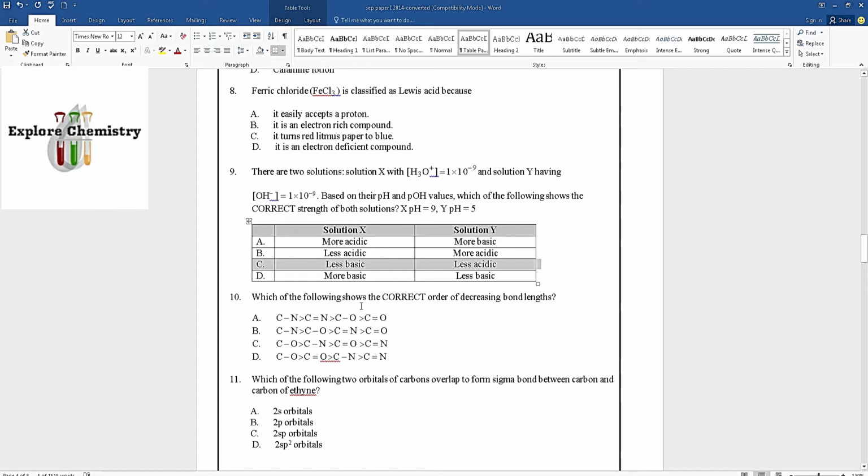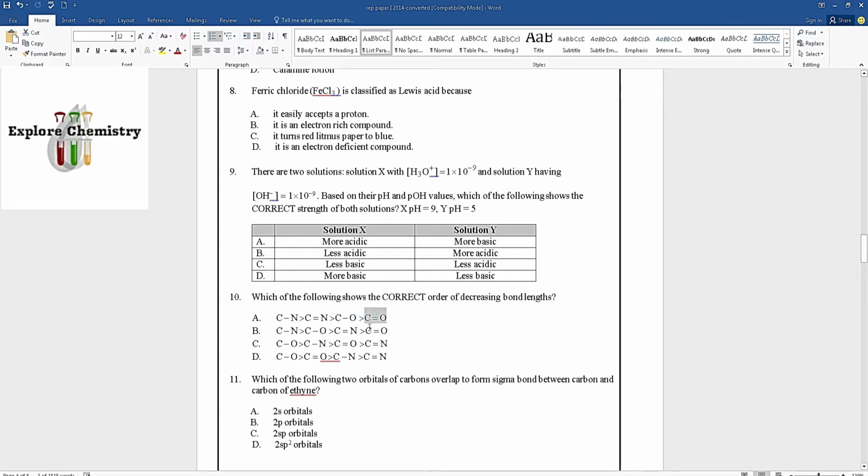Number 10, which of the following shows the correct order of decreasing bond length? In a double bond, bond length will decrease. With more ionic character, bond length will decrease. Where there is more difference in electronegativity of both the elements, the bond length will decrease. So let's check these answers. Here it says carbon-nitrogen bond length is greater than carbon-nitrogen double bond, which is greater than carbon-oxygen single bond and greater than carbon-oxygen double bond.